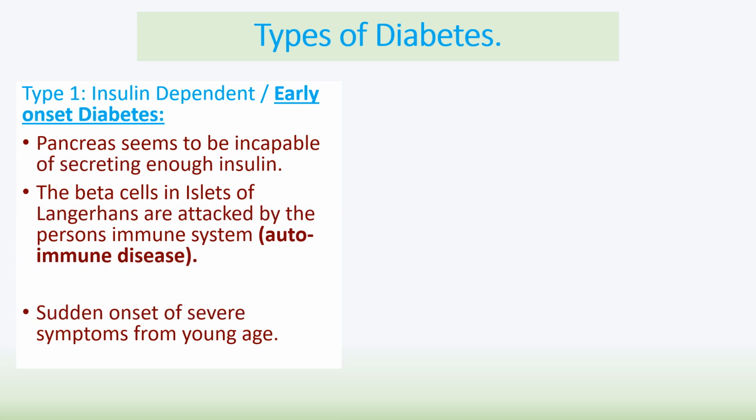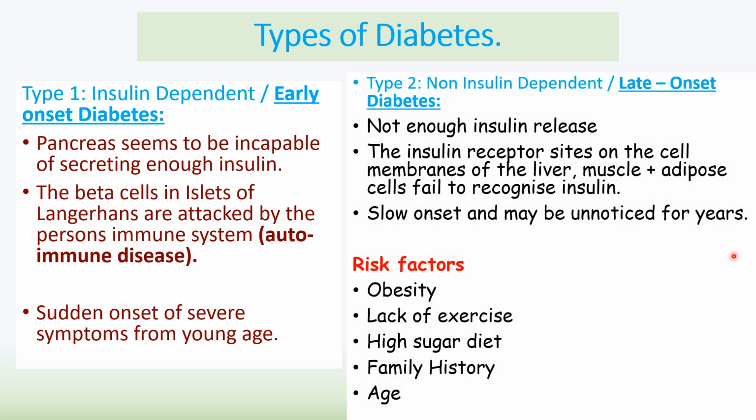Type 1 diabetes is called either insulin dependent or early onset diabetes, and for this course you're supposed to know it as early onset diabetes. This is when the pancreas seems incapable of secreting enough insulin, and generally it's due to the fact that the beta cells have been attacked by your own immune system, which is called an autoimmune disease. This often starts at an early age, normally a few years old, and it is generally linked to a genetic inheritance disorder.